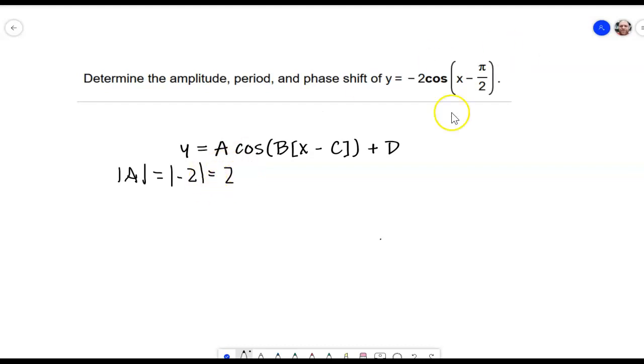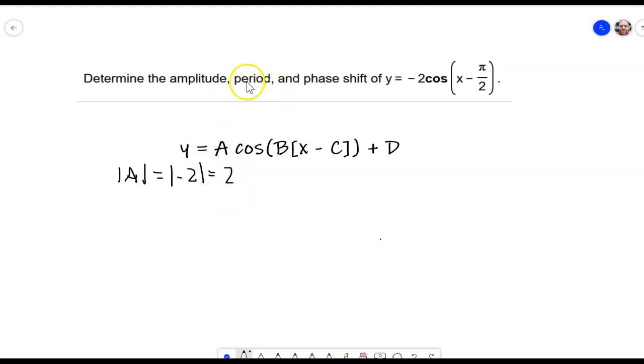So the amplitude of this function is 2, and that means that this curve is going up 2 and it's going down 2, which means the total height of this thing, or the total distance from the lowest point to the highest point, is 4. So that would be the amplitude of this function. Another way you could find that is if you took the lowest point, the highest point, and you took that distance, you divided by 2, you would get the amplitude here too.